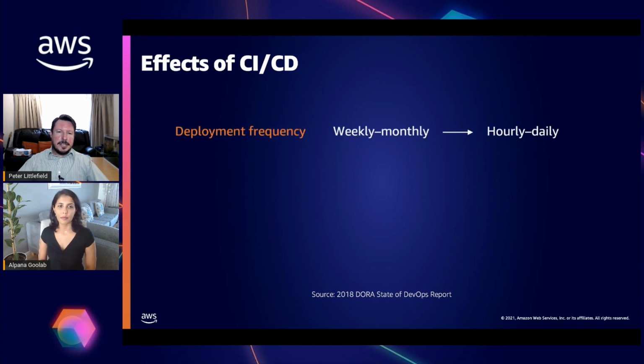One of the first things they found was deployment frequency. So how often you deploy to production. This goes way down from weekly and monthly for teams that haven't adopted these best practices, down to hourly and daily deployments.